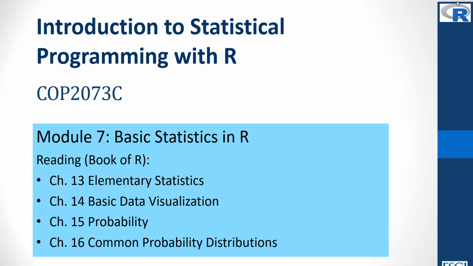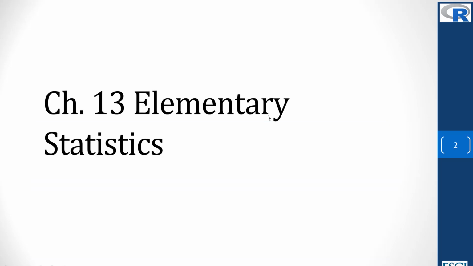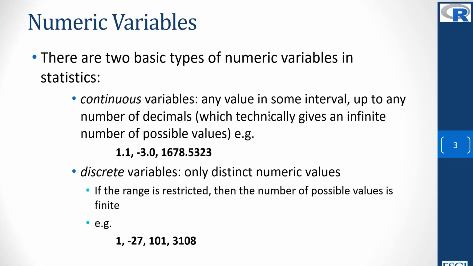COP2073C, Introduction to Statistical Programming with R, and this is Module 7. In this module, we will start taking the name of the course a little more literally and actually doing some statistics with the R that we've learned so far. We'll have discussion of elementary statistics. We'll do a little more plotting, a little more visualization with our data, and we'll talk about probability and probability distributions. A lot of this will be review of the statistical concepts that you should be familiar with.